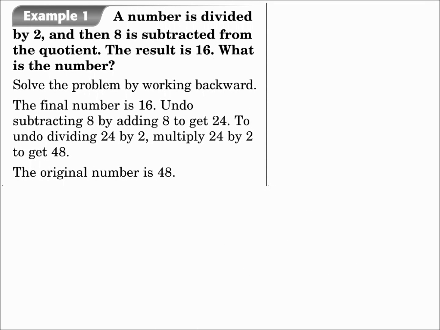Example 1. A number is divided by 2, and then 8 is subtracted from the quotient. The result is 16. What is the number? So solve the problem by working backward. Start with the final number, which is 16.